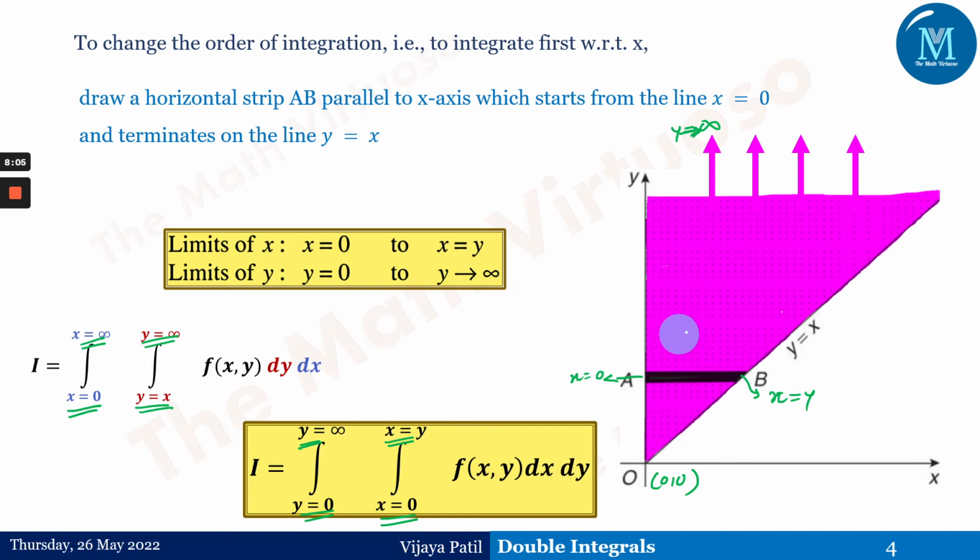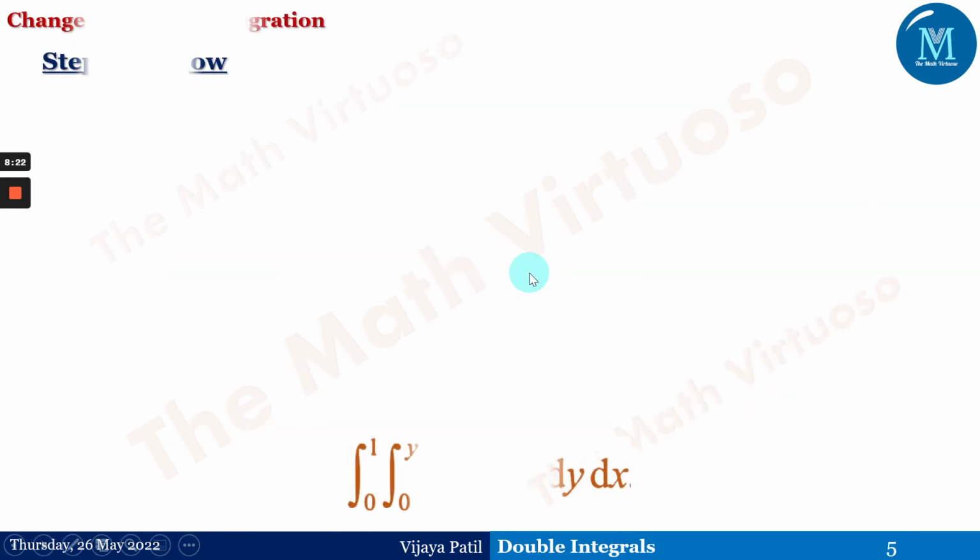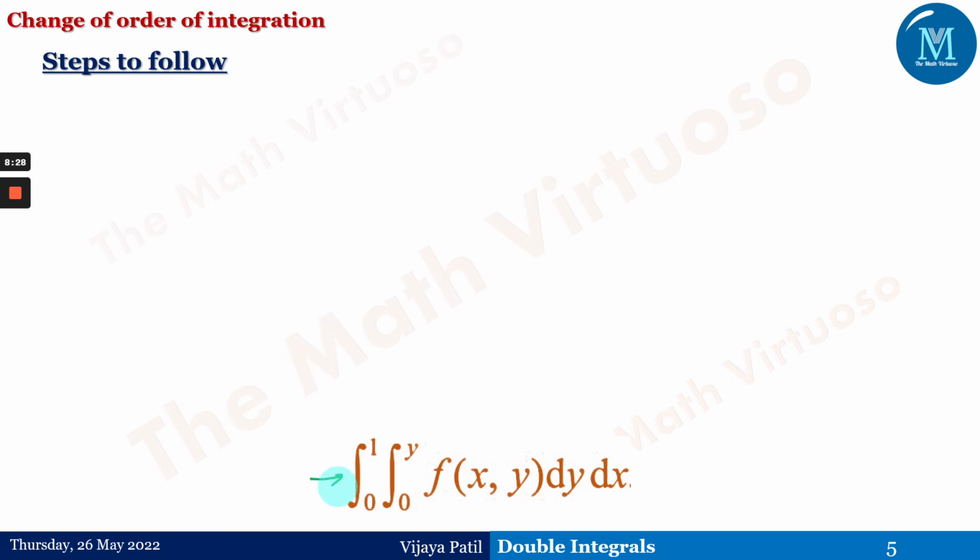Understand that we have taken the strip which was given to us as vertical, and we have made that strip horizontal. This is what is known as the change of order of integration. In short, there are steps we need to follow; let us check this example.